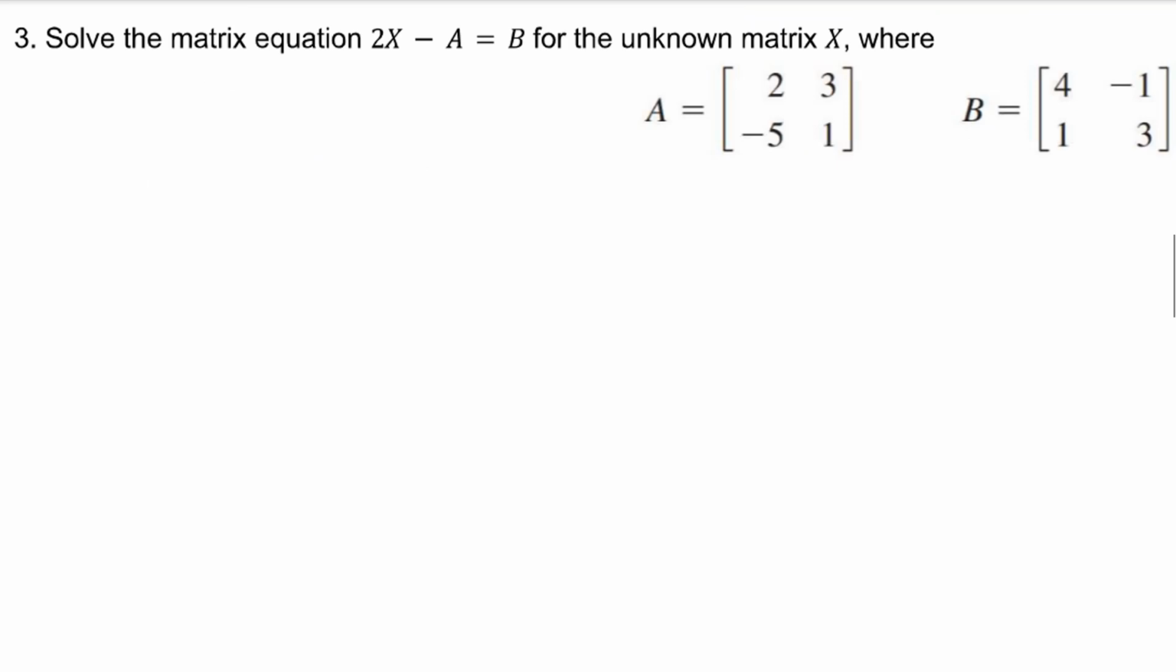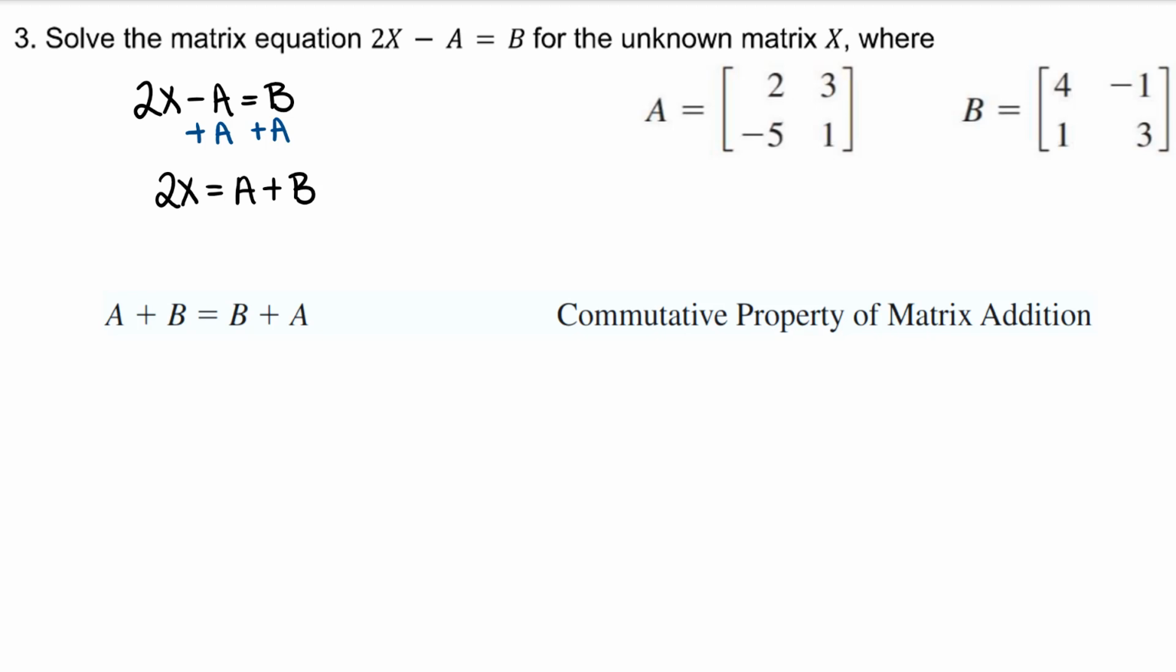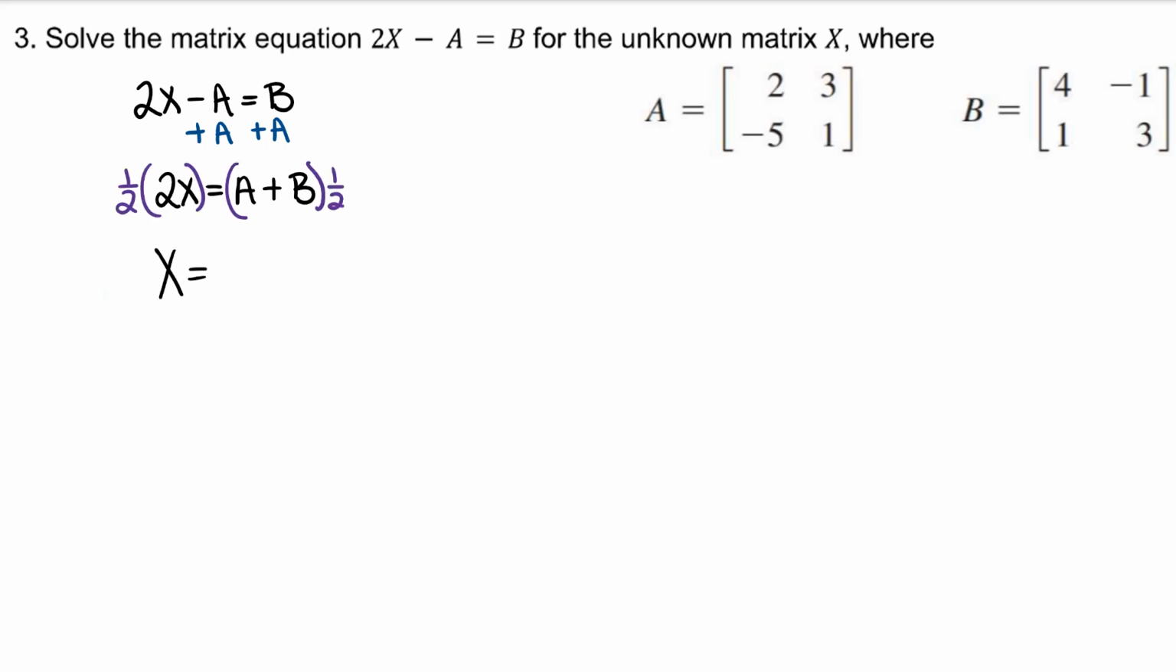For number 3, solve the matrix equation 2X minus A equals B for the unknown matrix X, where A is 2, 3, -5, 1, and B is 4, -1, 1, 3. First, solve the equation for X. Add A on both sides, and then divide by 2 or multiply by 1/2. So X is equal to 1/2 times the sum of A and B.